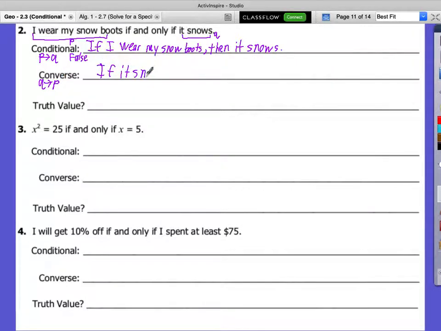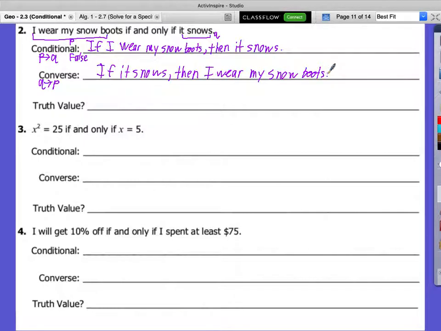If it snows, perfect. Then I wear my snow boots. Now, whether or not this one's true probably depends on the person, right? Because Mason might not wear snow boots. He's like, I think they're dumb and stupid.